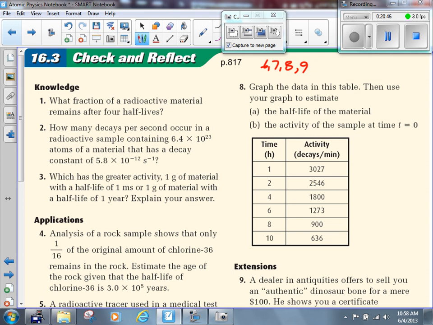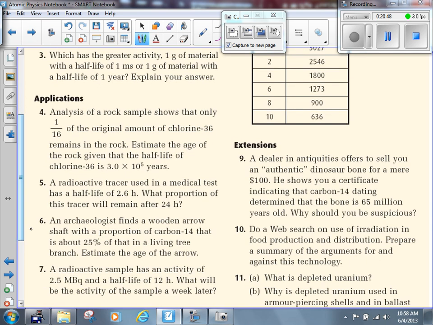All right, number 9. A dealer in antiquities offers to sell you an authentic dinosaur bone for a mere $100. He shows you a certificate indicating that carbon-14 dating determined that the bone is 65 million years old. Why should you be suspicious? We kind of alluded to this a little bit yesterday. Why should you be suspicious, Drew? The half-life of carbon-14 is 5,730 years. Yep.